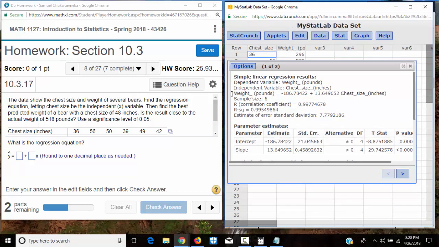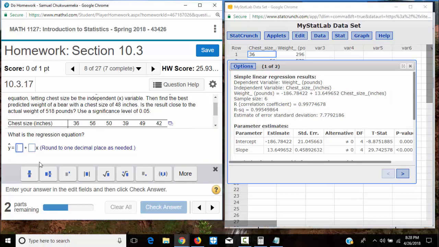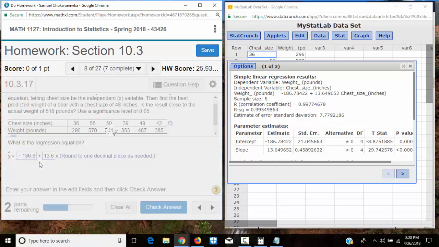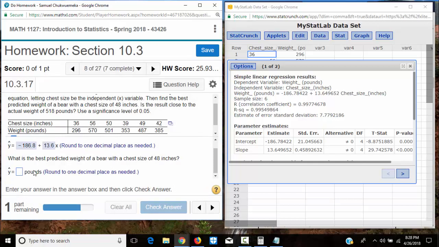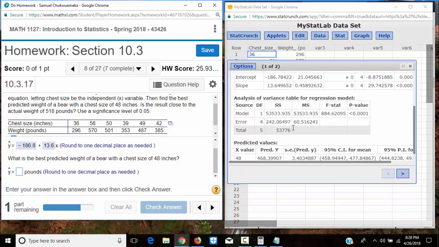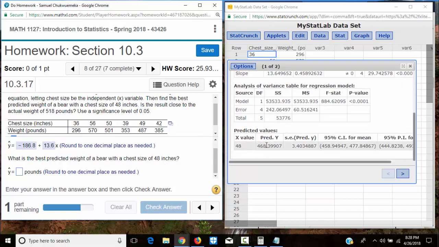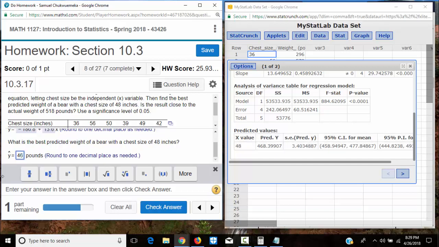So this is the regression equation right here. To 1 decimal place, the y-intercept is negative 186.8. And the slope is 13.6. Best predicted weight of a bear with a chest size of 48 inches. So you scroll all the way down, and to 1 decimal place, the best predicted weight is 468.4.